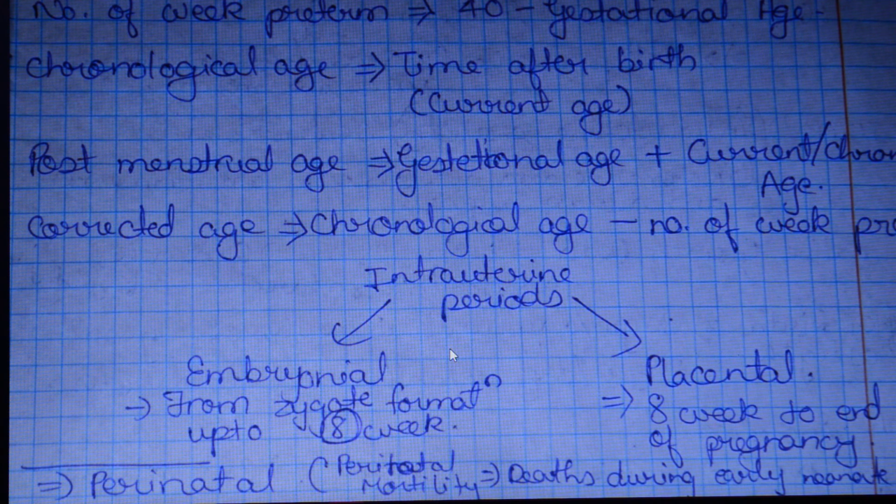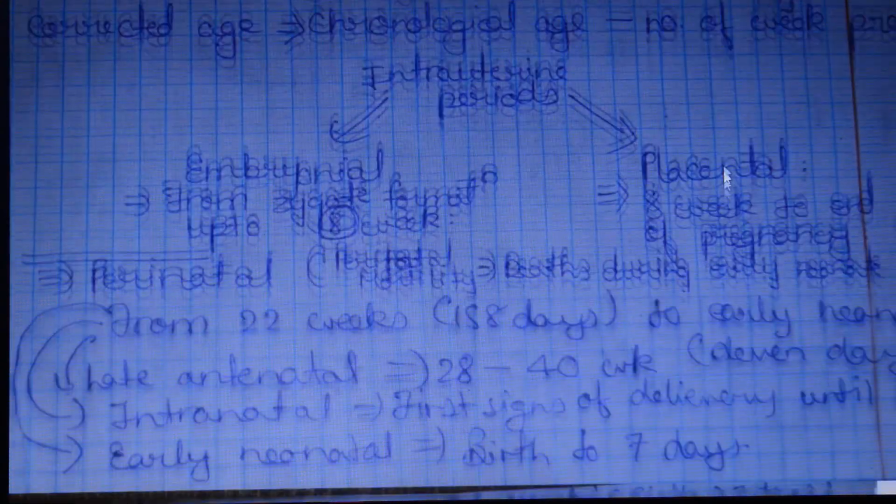So the embryological period is the most important period, and later on comes the placental period, that is after 8 weeks to the end of the pregnancy. It means the placenta gives the nutrients. The placenta is also known as a feto-maternal organ, because it is the connection between the mother and the fetus.